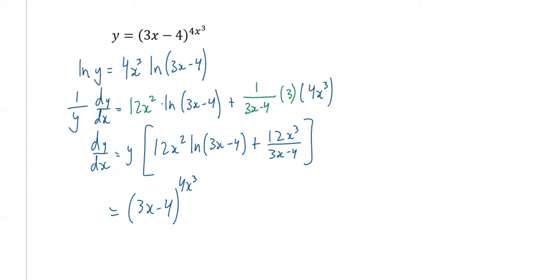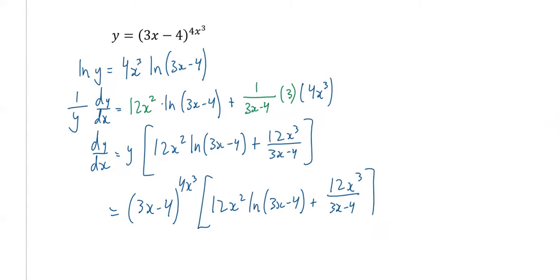And I see that there's a 12x squared that you could factor out of both parts there. But I'm going to leave it like that. You good?